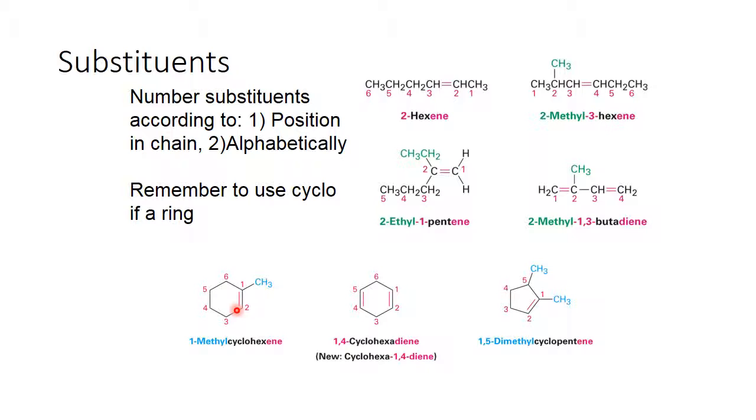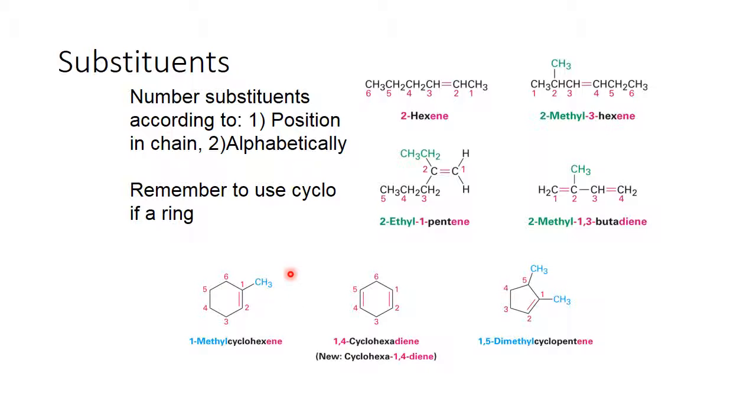1-methylcyclohexene. If the methyl was instead right here, I have to count 1, 2 through the double bond, and then that would be 3. If it was over here, I would count 1, 2 through the double bond, and then 4. And if it's here, then it's 1, 2 through the double bond, and then 4. Do you understand what I'm saying? Always go through the double bond when you're counting.